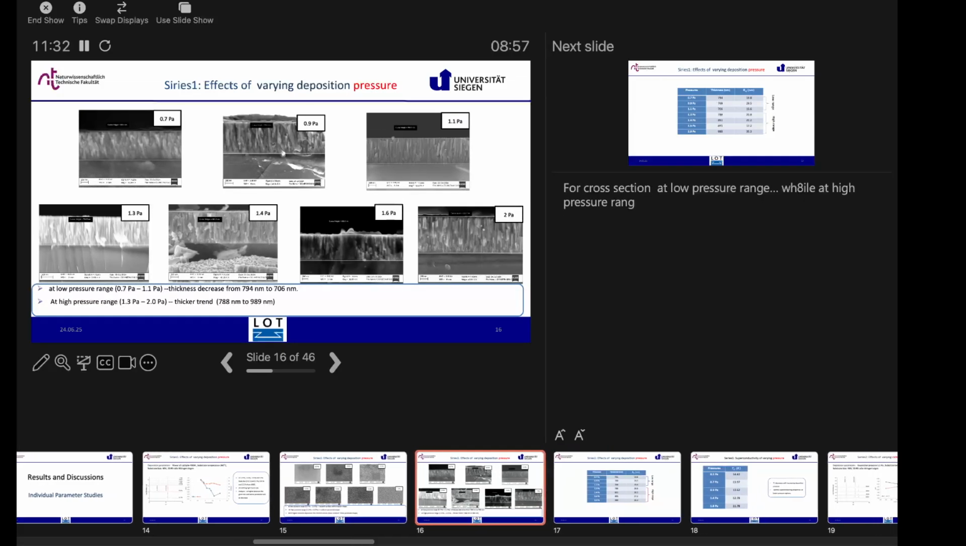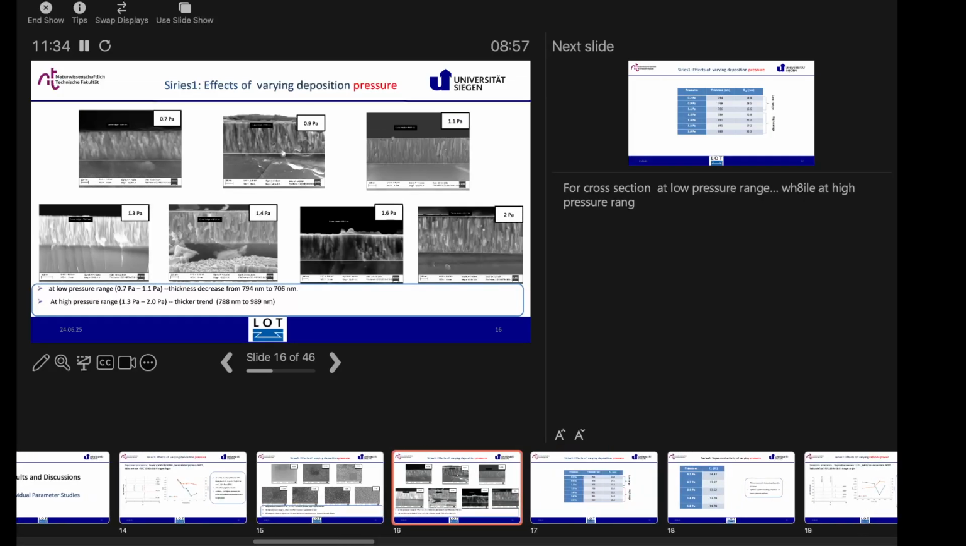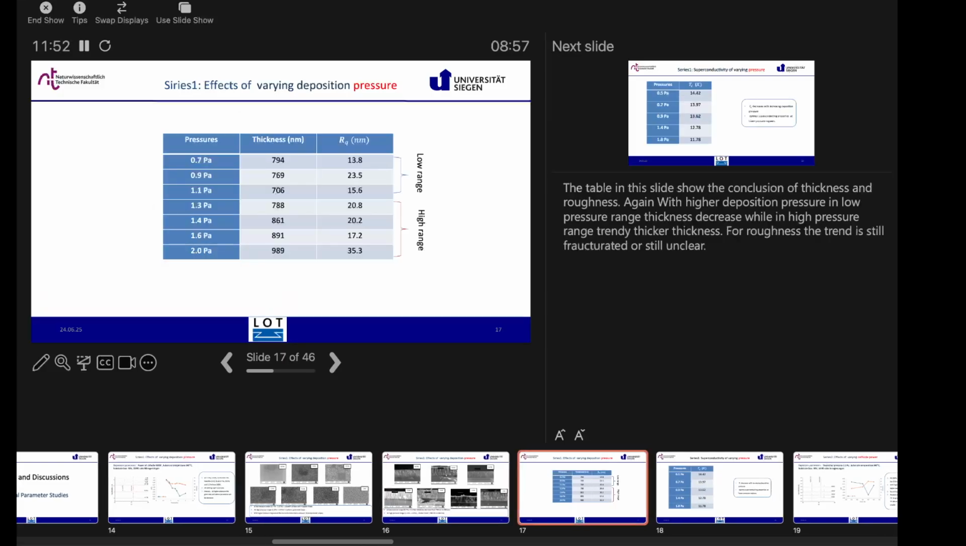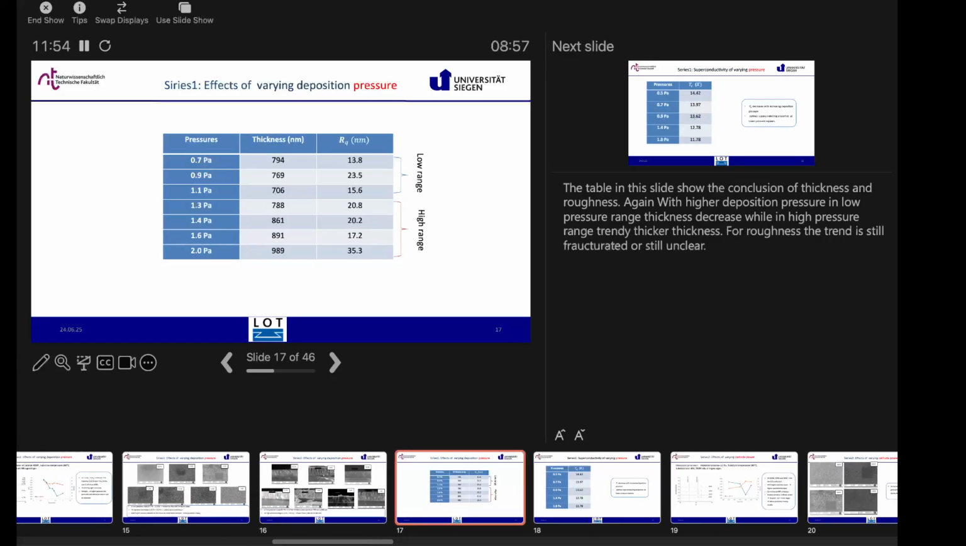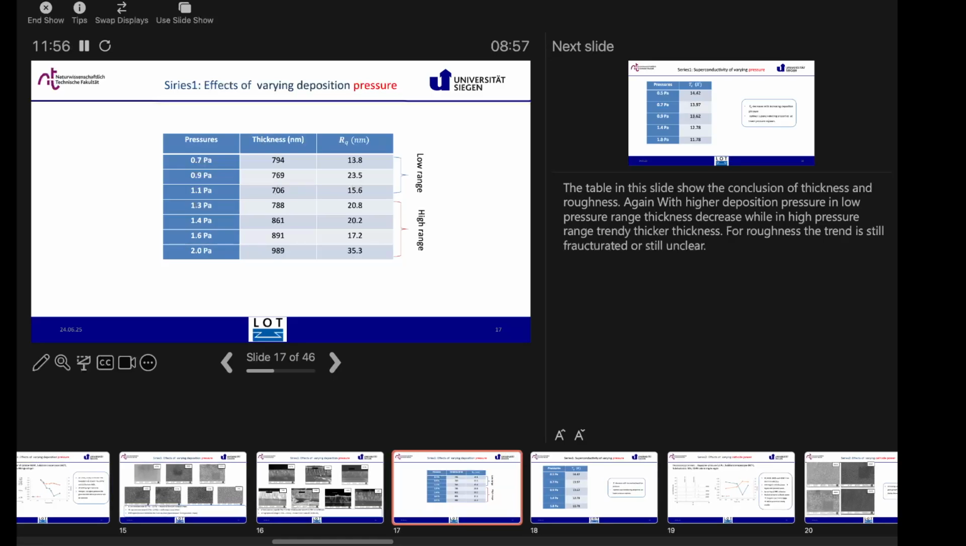For the cross section, in all pressure cases, we got columnar structures. At low pressure, the trend is that the columnar thickness decreases, and for high pressure, the trend of the thickness is thicker. Here it shows the conclusion again for the part on varying deposition pressure.